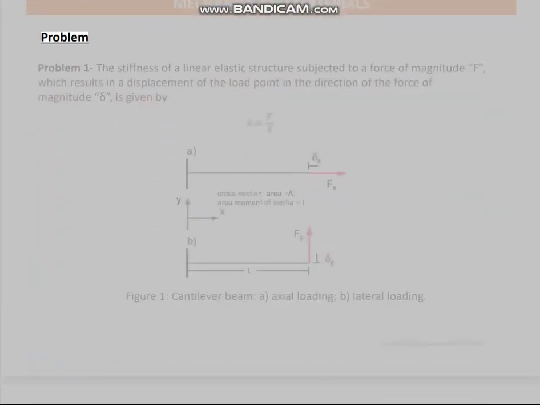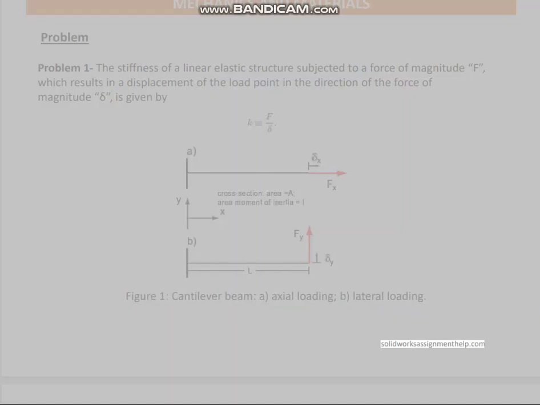Solid Mechanics Assignment Help. Mechanics and Materials, Problem 1. The stiffness of a linear elastic structure subjected to a force of magnitude F, which results in a displacement of the load point in the direction of the force of magnitude delta, is given by Figure 1. Cantilever beam. A. Axial loading. B. Lateral loading.